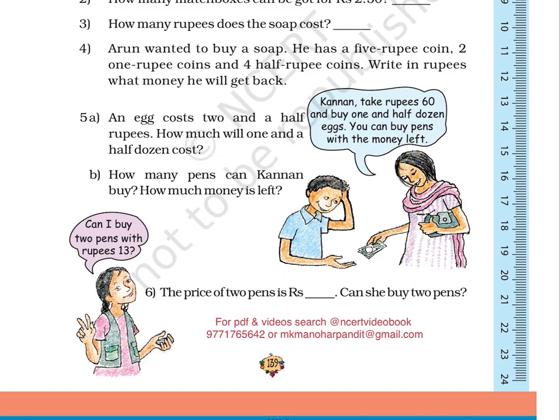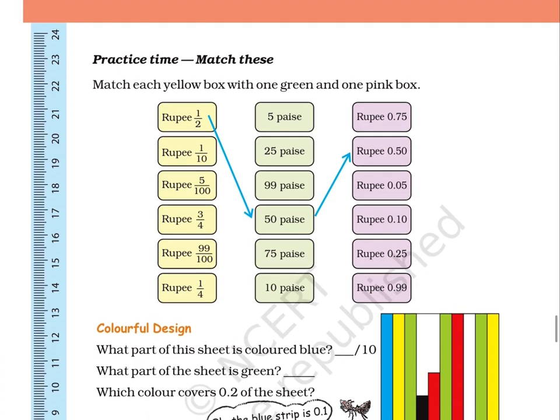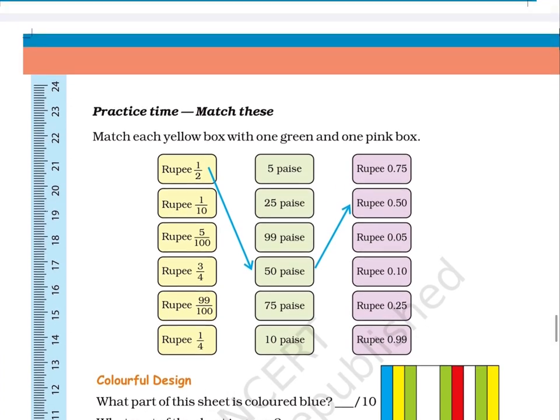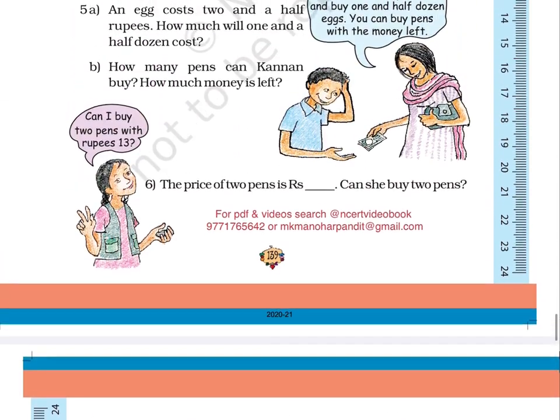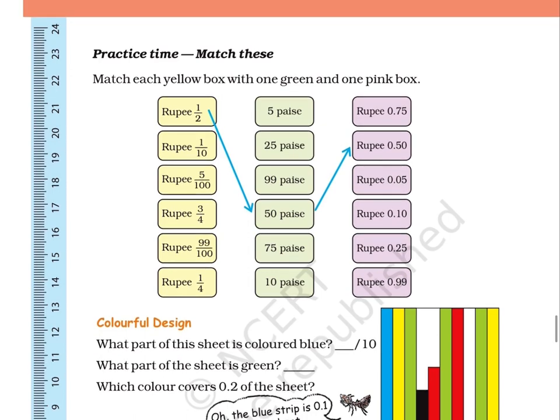6. There's a picture of a girl on the bottom left side of the page who is asking us, "Can I buy 2 pens with rupees 13?" 6. The price of 2 pens is rupees dash. Can she buy 2 pens? Page 140. Practice time. Match these.